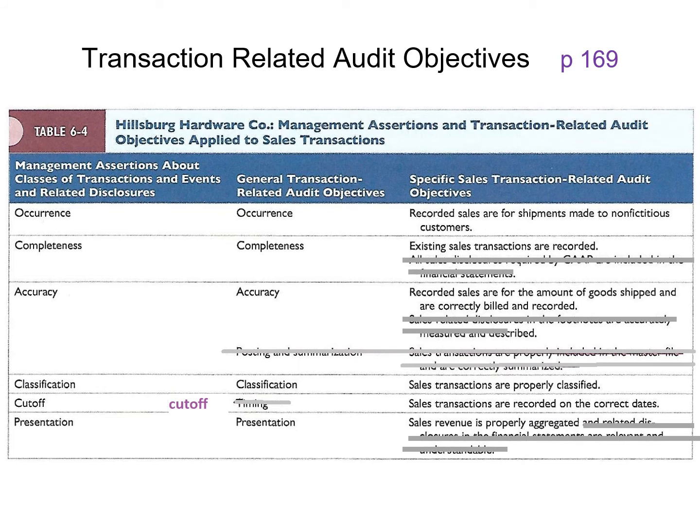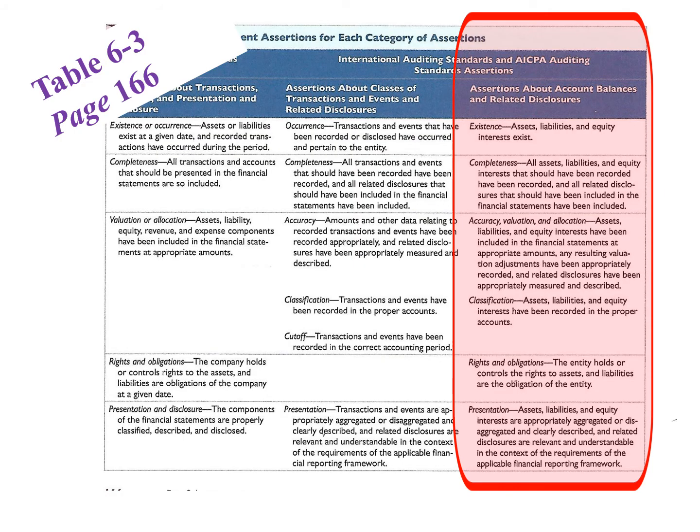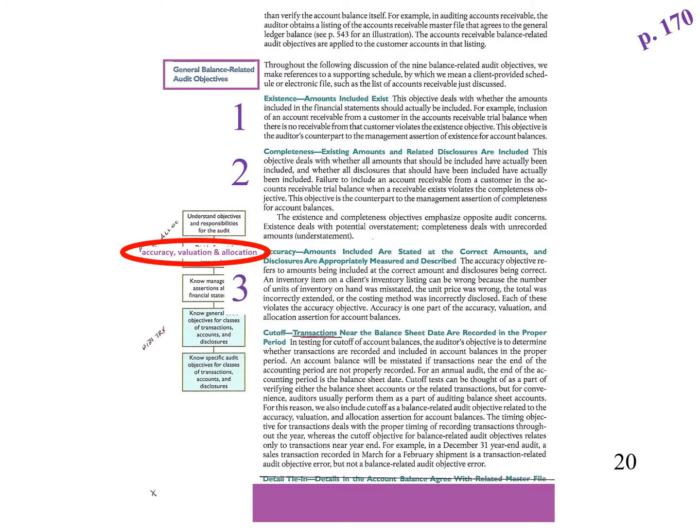Here they are again. So we go from occurrence, that all transactions on the income statement actually occurred, to recorded sales are for shipments made to non-fictitious customers. It becomes more specific. Then we've got the balances: existence, completeness, accuracy, valuation, and allocation, classification, rights and obligations, and presentation. You want to read here very closely for these 6 paragraphs again.